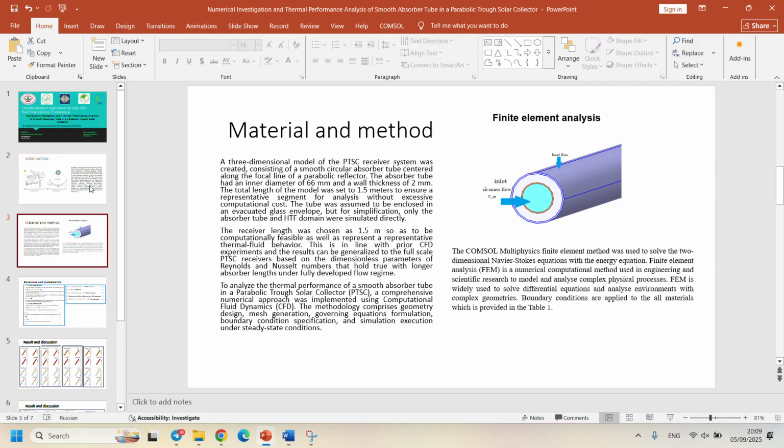for numerical model, and we have used COMSOL Multiphysics. The finite element method was used to solve the three-dimensional magnetic equation with the energy equation, with the heat transfer equation. Finite element analysis is a numerical computational method used in engineering and scientific research to model and analyze complex physical process. Finite element method, you know, is also widely used to solve differential equation to analyze the environment with the complex geometry. Boundary condition also applied to the material which is provided.